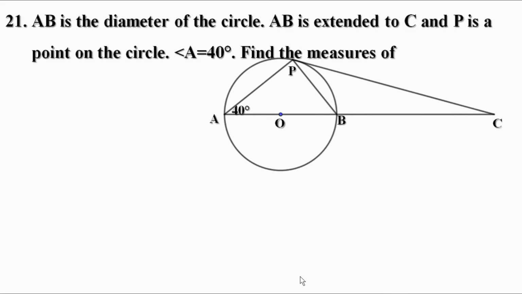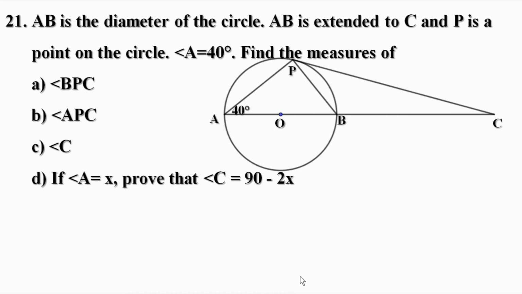21st question. AB is the diameter of the circle. AB is extended to C and P is a point on the circle. Angle A equal to 40 degree. Find the measures of angle BPC, angle APC, angle C. If angle A equal to x, prove that angle C equal to 90 minus 2x.